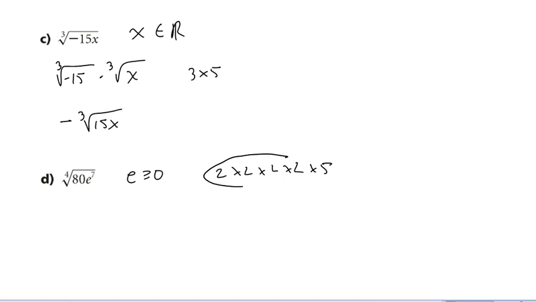So I need to pull all of these 2's out to give me 2 4th root 5. And then the e's, I've got 7 of those. So I'm going to be able to pull 4 of those out. And I'll be left with e cubed on the inside. So to clean that up, it'd be 2e 4th root 5e cubed.